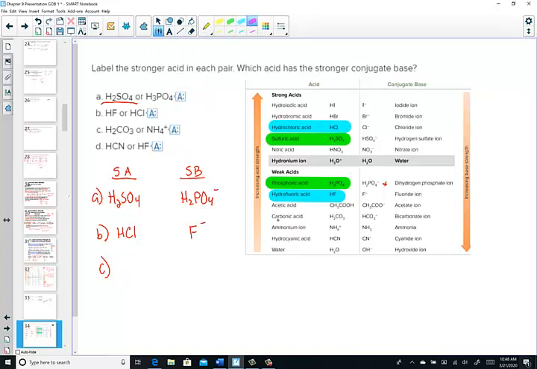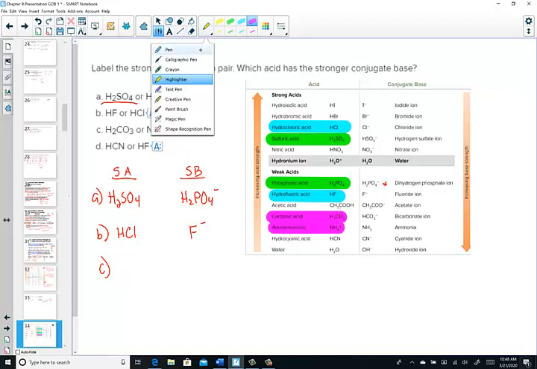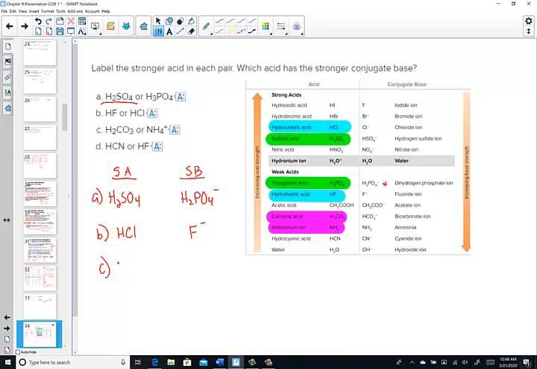H2CO3, that's called carbonic acid, compared to ammonium, which is NH4+. So those are right next to each other. The stronger acid is higher up on the left. H2CO3 is a stronger acid, meaning the conjugate base of ammonium, which is ammonia, is the stronger base.